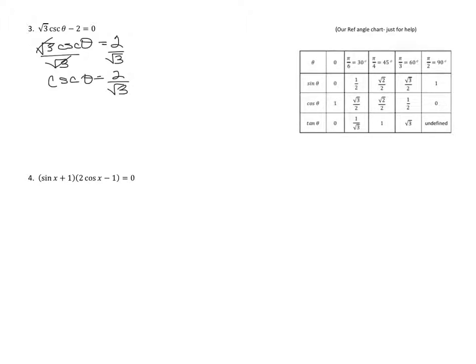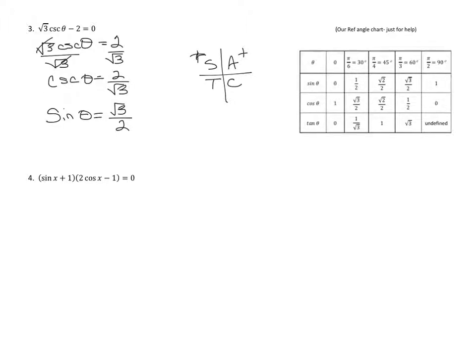So we have cosecant. So I'm going to change this because I know the reciprocal of cosecant is sine. So we can rewrite that as sine of theta and we can flip it. All right, it's square root of 3 over 2. This is easier for us to solve. So in this case, square root of 3 over 2 is positive. So we know that sine is positive in the first and second quadrants.